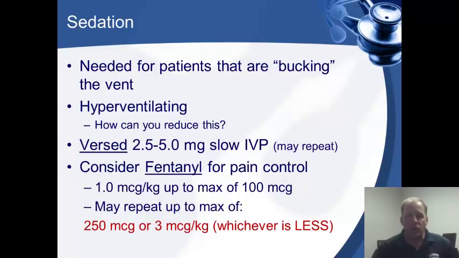You want to give them some Versed, maybe 2.5 to 5 milligrams. You can repeat that up to a max of 10. Just be careful of their blood pressure. You may need to give a little bit of fluid with it. Always use those 250 boluses and then reassess.